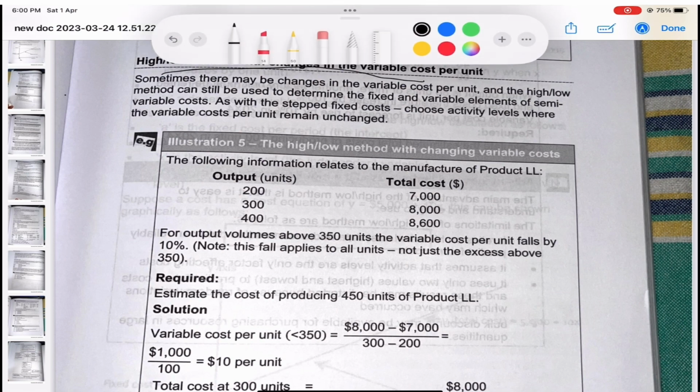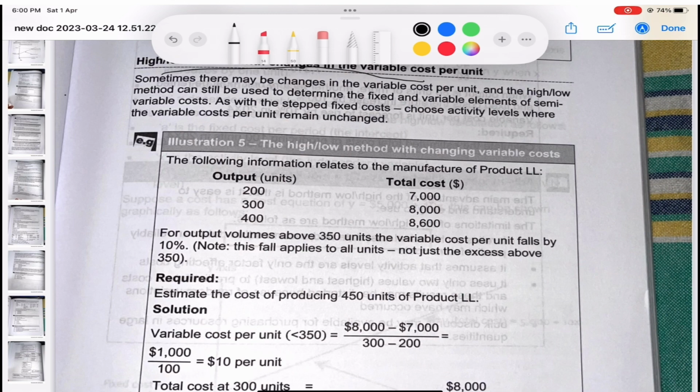Okay, now we are going to do the high-low method question, but here instead of the fixed cost, the variable cost is going to change. Again, this is pretty simple. You can do it by yourself. So just check your answer with mine. Here the output level and the total cost are given, and we are also given that whenever the volume becomes above 350 units, my variable cost falls per unit. So make sure that you read the note very clearly in the bracket. It says that this fall applies to all units, not just the excess units.